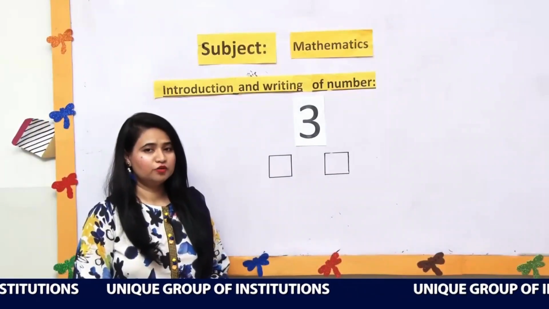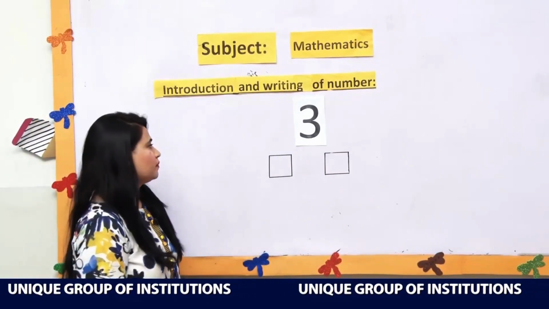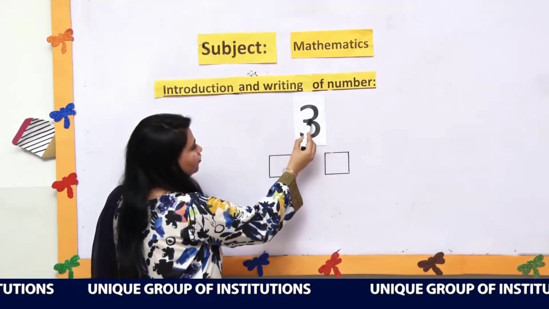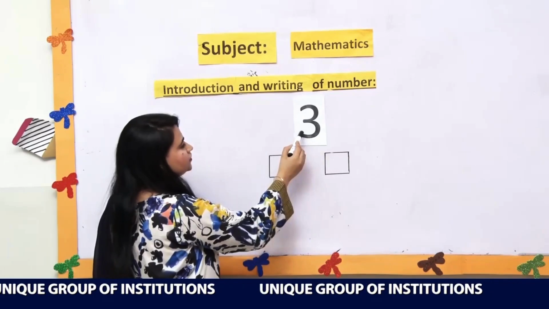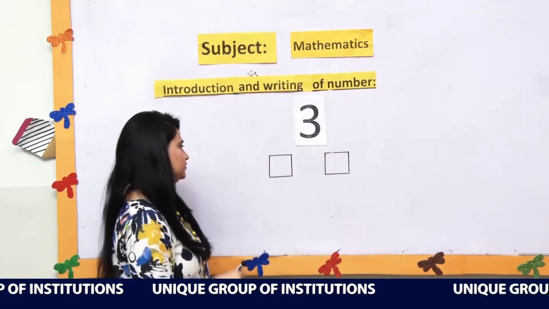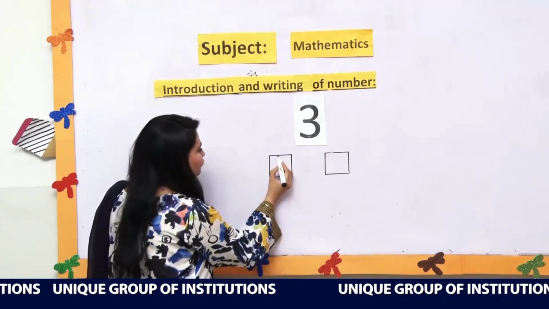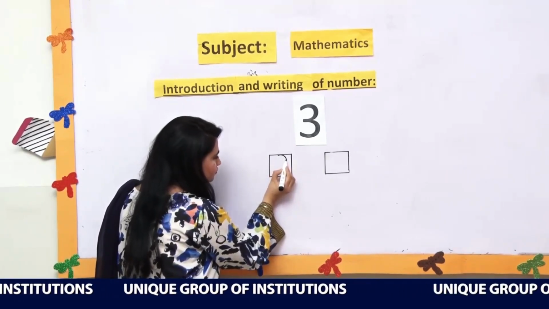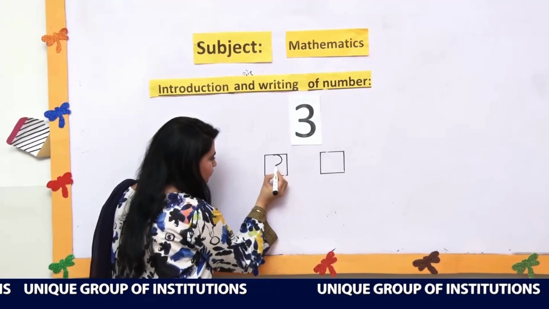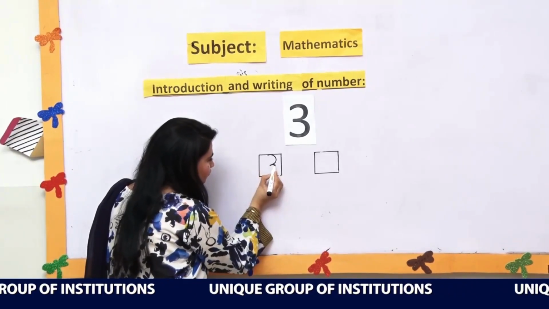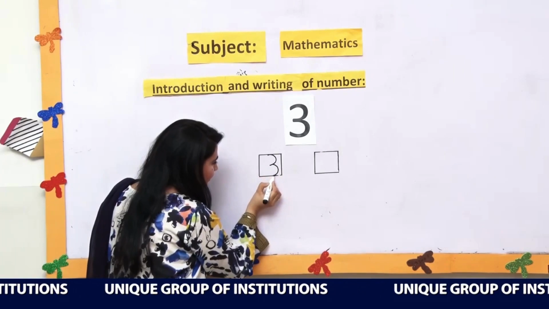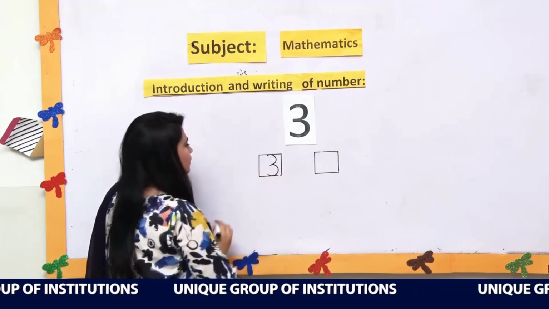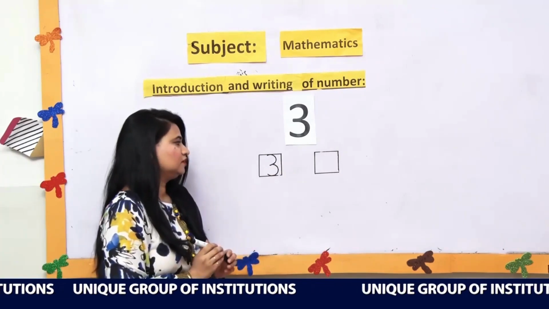Now let's learn how to write 3. This is 3. You can see there is a curve, then one more curve. Let's write it. We will start from this dot, make a curve, then one more curve touching the bottom line. This is 3.